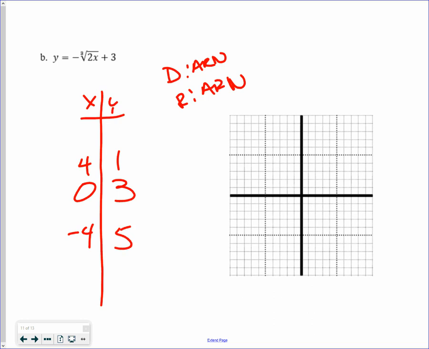So negative 4, negative 5, 0, positive 3, whoops, sorry, negative 4, positive 5. Sorry about that mistake there. Positive 4, positive 1. And so it's going to make a zigzag going left to right.